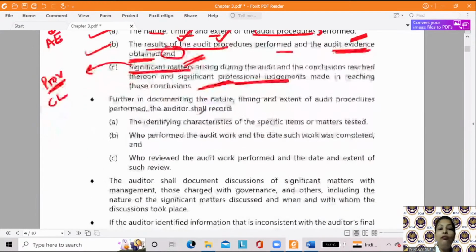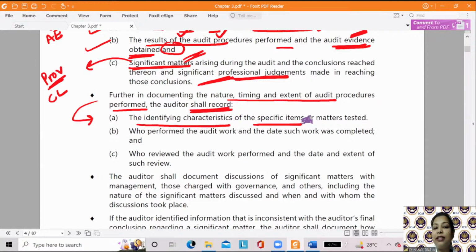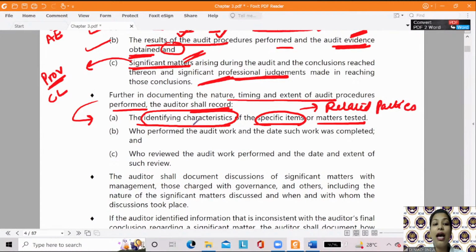Now, when we say the nature, timing and extent of audit procedures performed must be documented, it means the auditor shall record the identifying characteristics of the specific items or matters tested. For example, the auditor maintains a record of all the audit procedures performed while checking debtors. Let's say the total amount of debtors is 10 lakhs, and 10% of such debtors were related parties. With respect to those related parties, the auditor needs to specifically maintain separate documentation. These are the identifying characteristics of the specific items or matters tested.